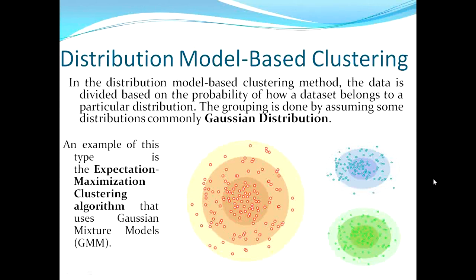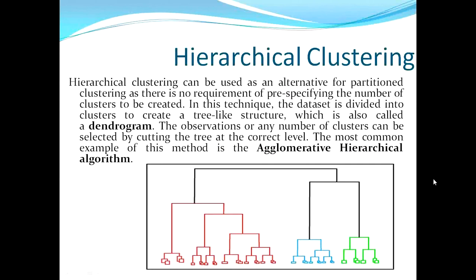Okay, so next is the hierarchical clustering. This can be used as an alternative to partitioning clustering, as there is no requirement of pre-specifying the number of clusters to be created. In this technique, the dataset is divided into clusters to create a tree-like structure, which is also called a dendrogram. Any number of clusters can be selected by cutting the tree at the correct level. The most common example of this method is the agglomerative hierarchical algorithm.